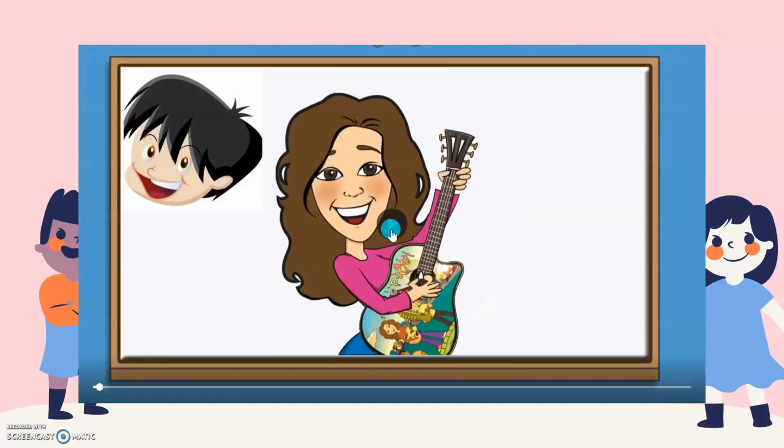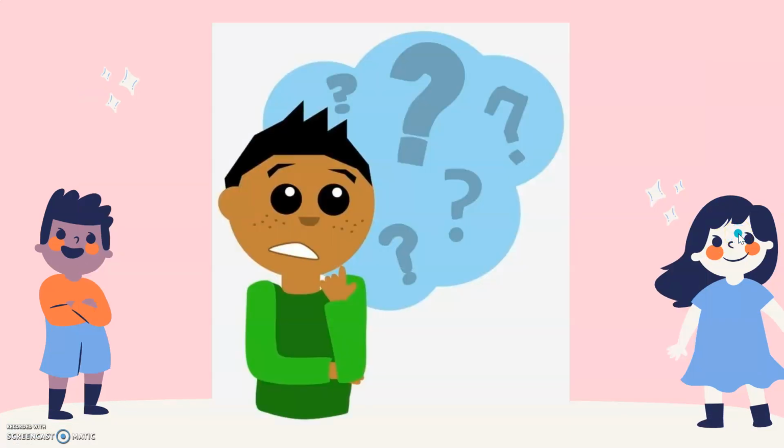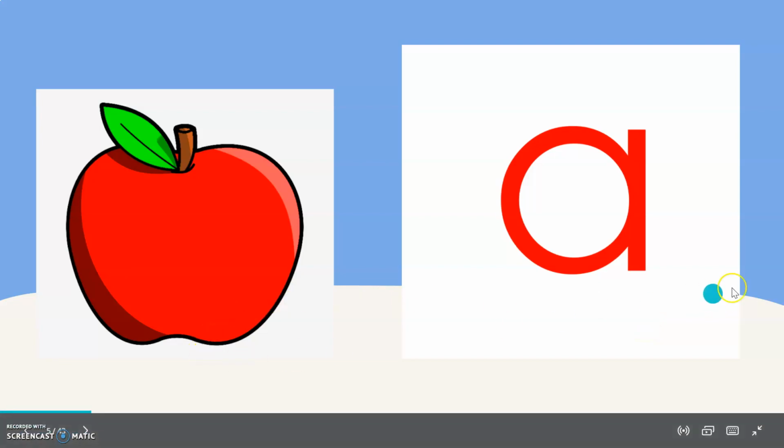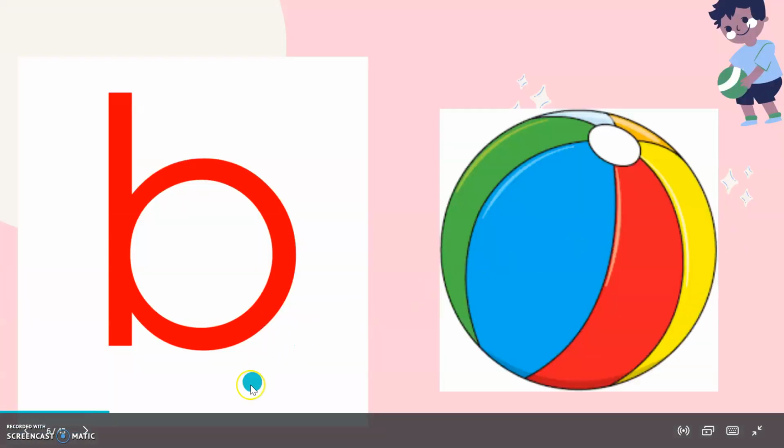You have listened to this song, right? The Phonics Song. Okay, now let's remember the sounds that we have learned before. Okay, what is the sound? Can you tell me? Okay, very good. A for apple. How about this one?